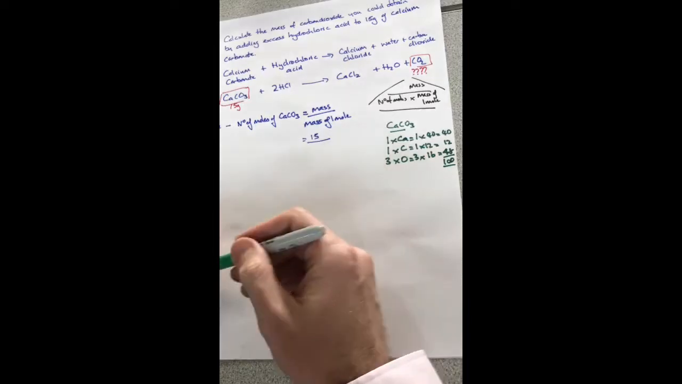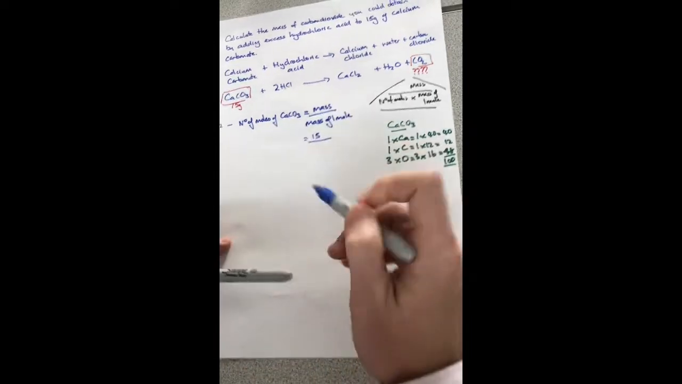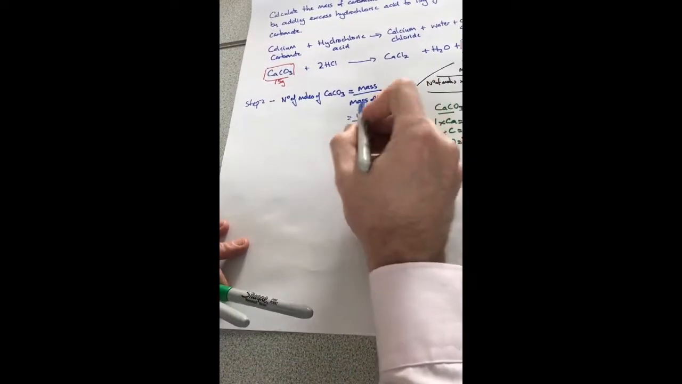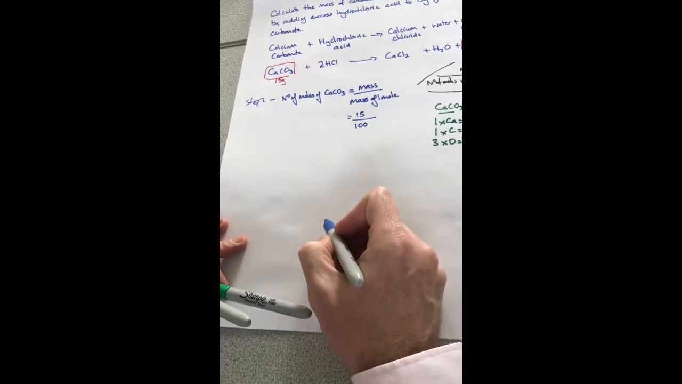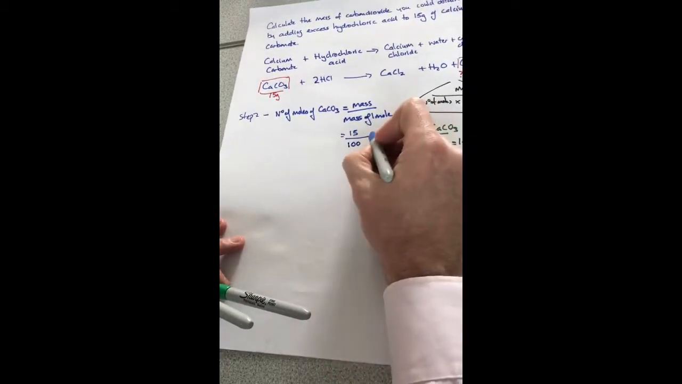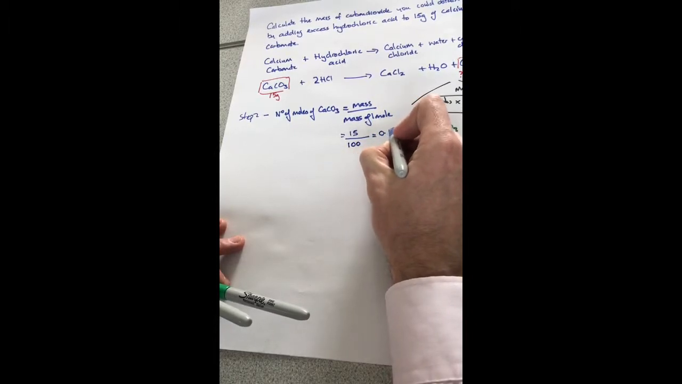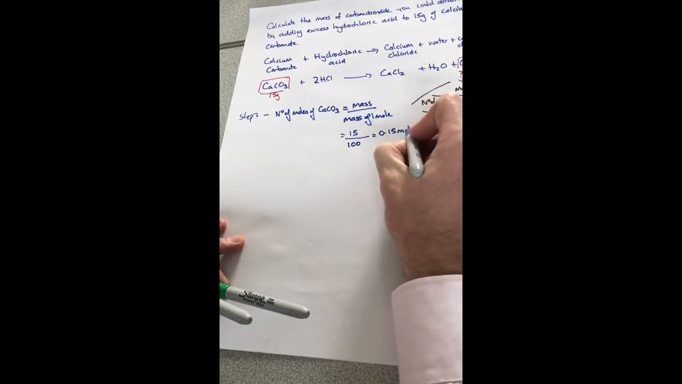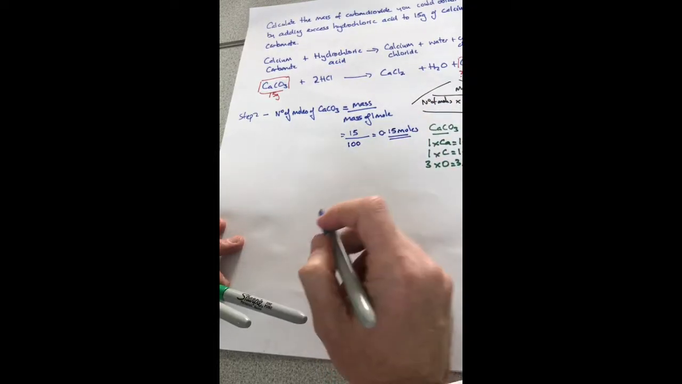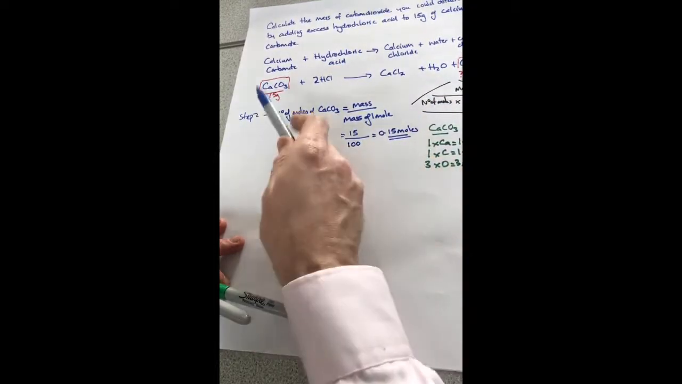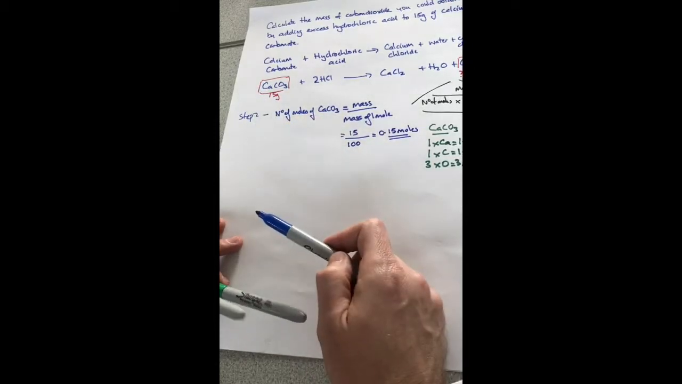So what I can now do is go back to where I was in the original calculation, and I know now the mass of 1 mole is 100, so the number of moles is 15 divided by 100, which is going to be 0.15 moles. So the first step in the calculation is done. I've calculated the number of moles that's in 15 grams of calcium carbonate.